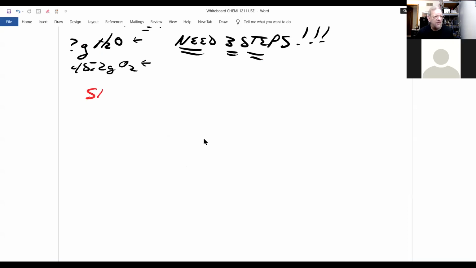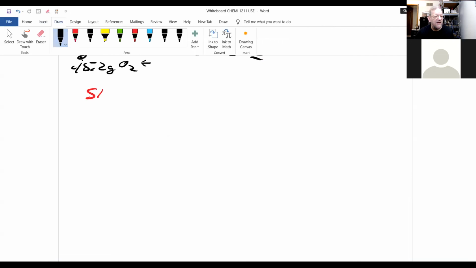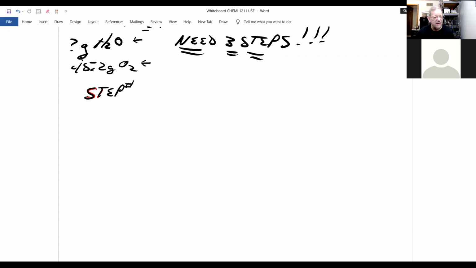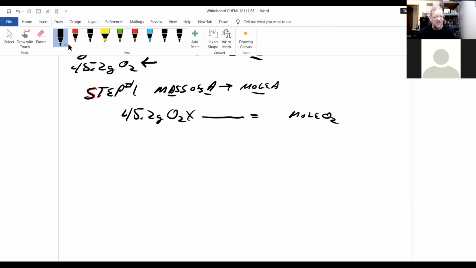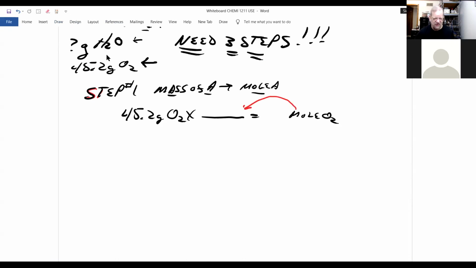Step 1. What does it mean, mass of A to moles of A? Well, whatever you're given initially, a weight, which in this case is oxygen, I want to convert to moles of A, which in this case is oxygen. And we just practiced that, but let's do it again. Use your good buddy, your good friend, unit analysis, whatever we're trying to get to, the units go on top. Whatever we're trying to get rid of, the units go underneath.